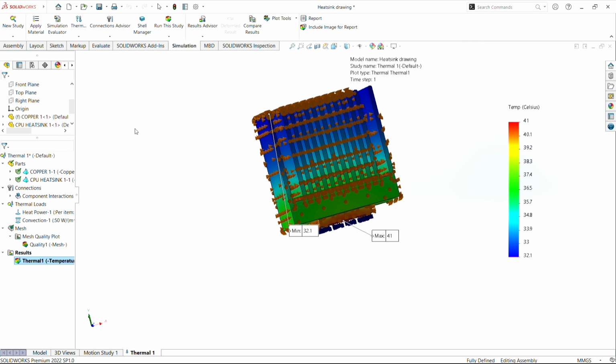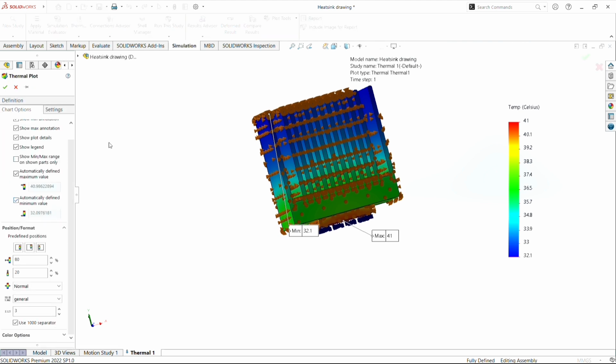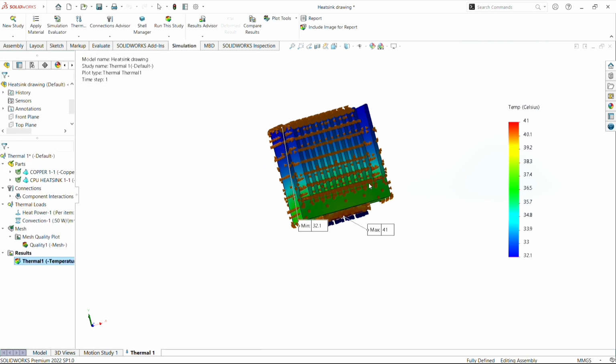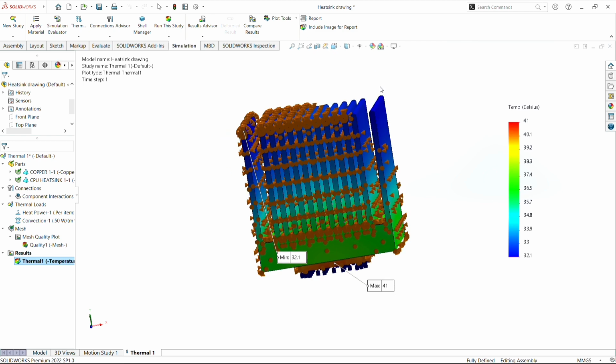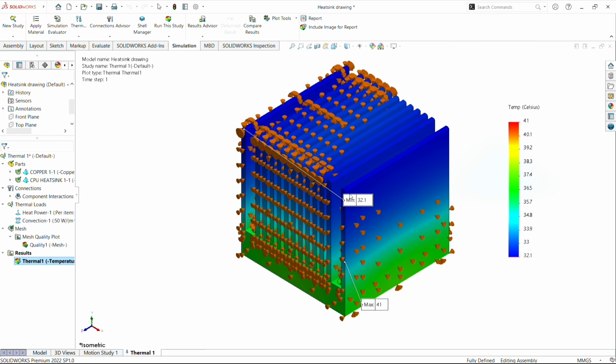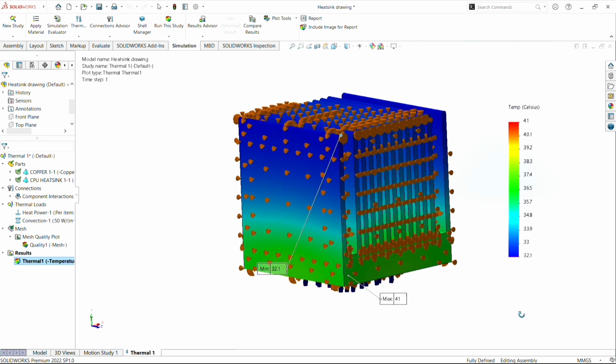And as can be seen, the maximum temperature recorded at the base plate is 41 degrees Celsius, whereas at the coolest region of the heatsink, the recorded temperature is 31.2 degrees Celsius. Fin type heatsinks are one of the most efficient heatsinks due to their larger surface area, and they can help dissipate heat much more quickly and efficiently.